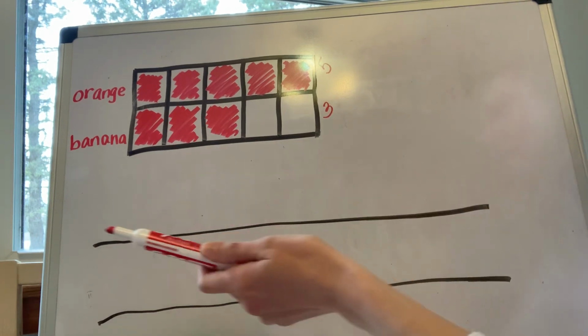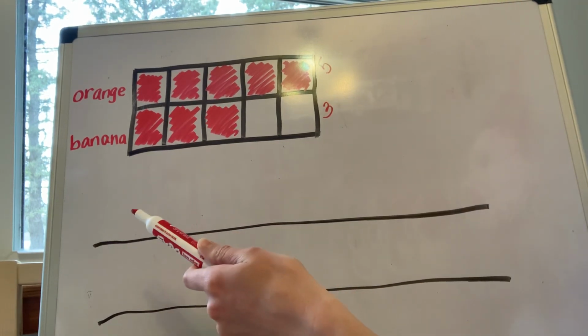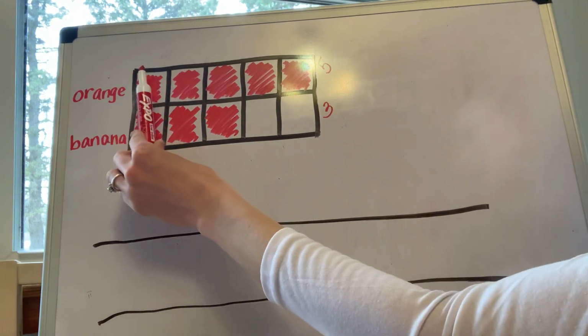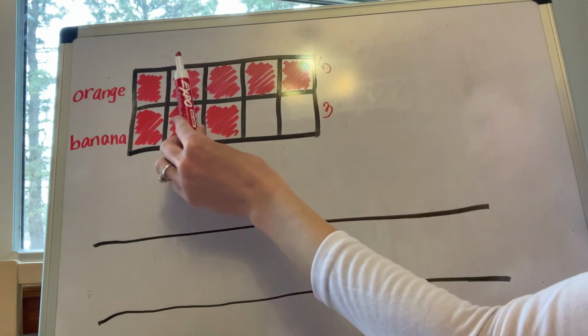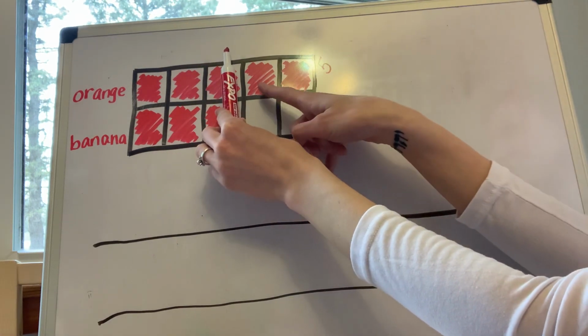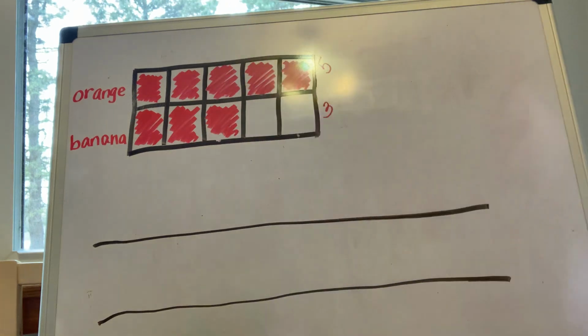If I look at my graph and I want to know how many more people liked oranges than bananas, I look at where they're the same, remember? So here they're the same. Here they are the same. Here they are the same. So how many more people liked oranges? 1, 2, because there are 2 extra tags for the oranges.